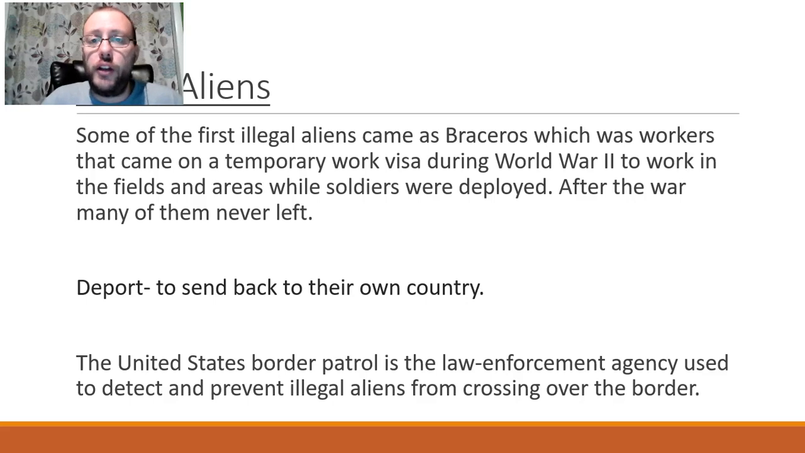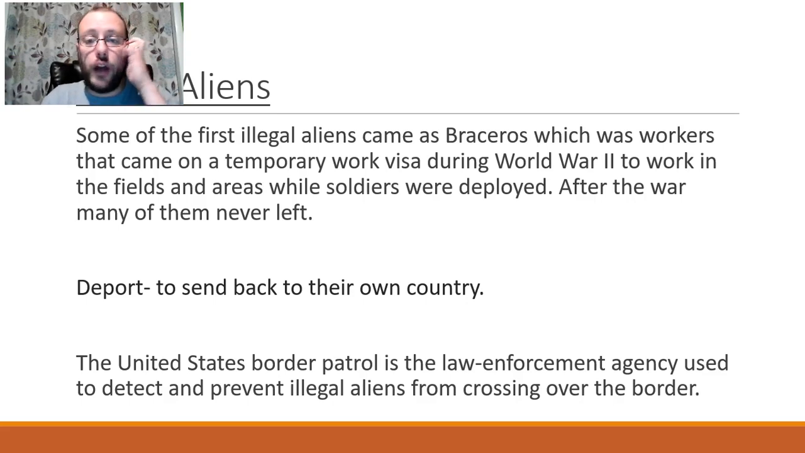Some of the first illegal aliens came as the braceros, which were workers that came on a temporary work visa during World War II to work in the fields while soldiers were deployed. After the war, many of them never left. So a lot of the descendants of the braceros stayed in this country. They're still here. They were brought here on a temporary work visa during World War II to work in the fields while the men were all fighting in the war.